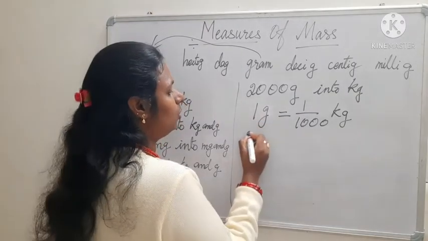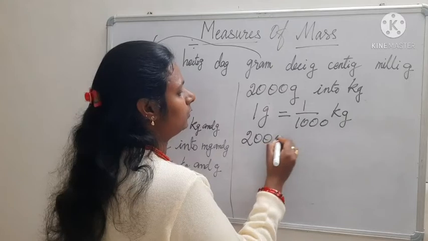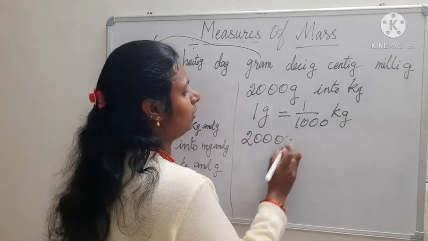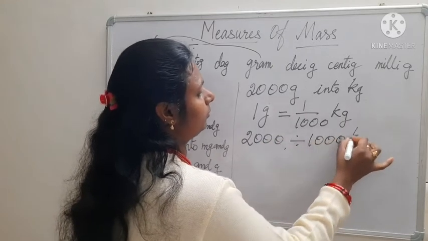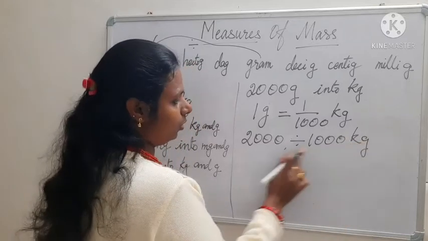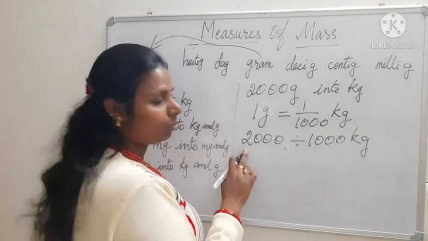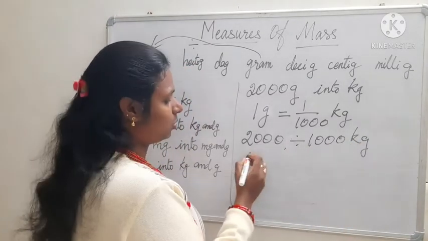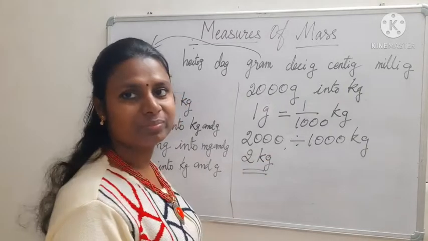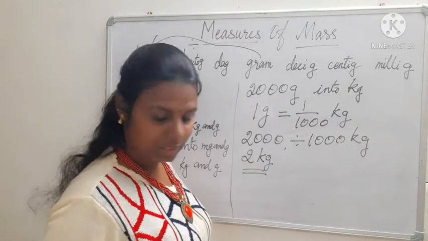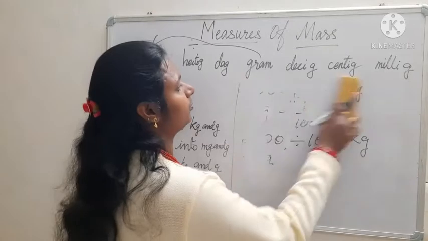So now 2000 divided by 1000 kilogram. 3 zeros will go, and what is remaining here? Only 2. So 2 kg. This is the answer. Have you got it? Now the next question.